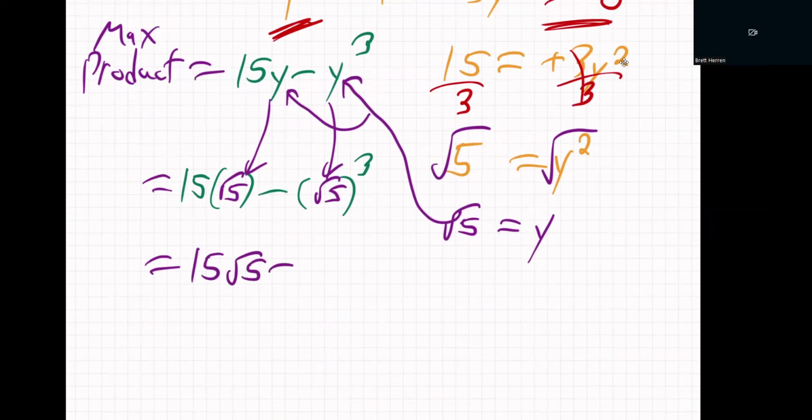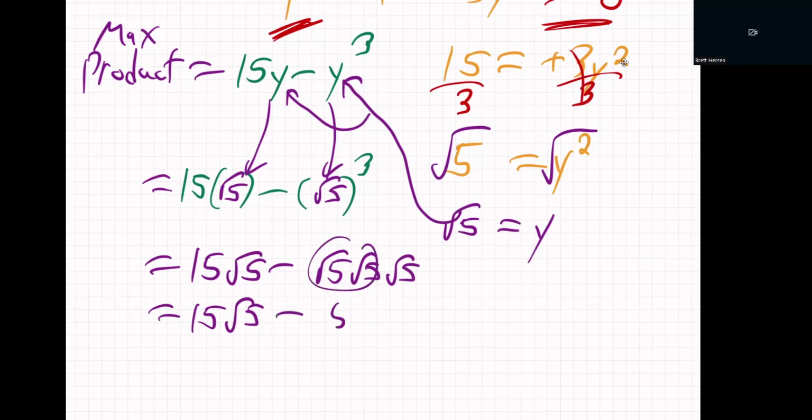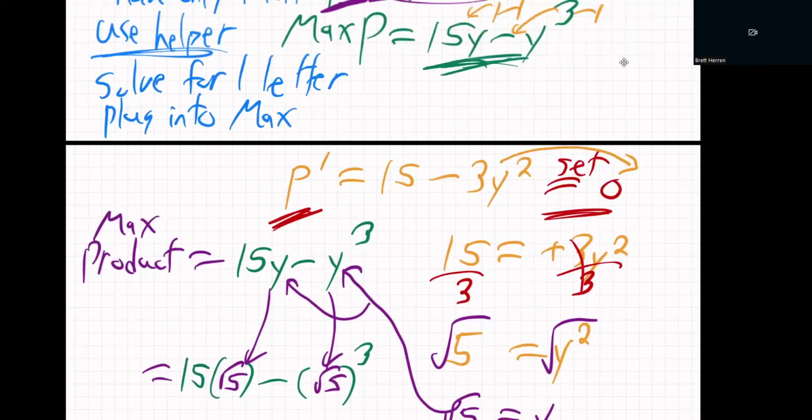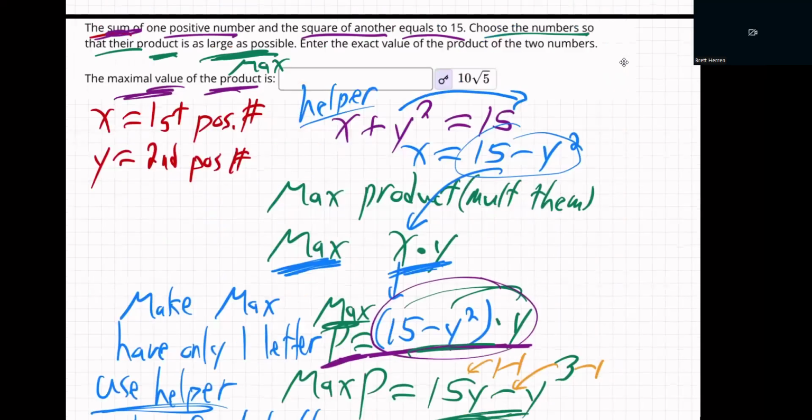15 root 5. You could do a decimal. Root 5 cubed means root 5, root 5, root 5. Well, what's that? Root 5 times root 5 is root 25. It's plain 5. Then we subtract those. 15 roots of 5 minus 5 roots of 5 is 10 roots of 5. You can give it that way or you can give the decimal. It's good either way.